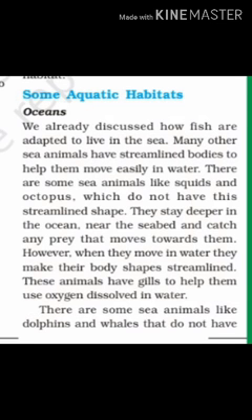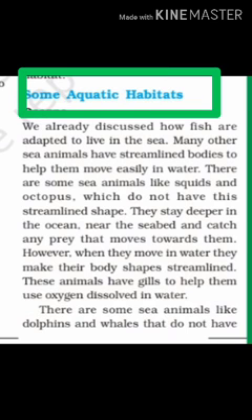We will continue with Chapter 9, the living organisms, characteristics and habitats. Now let's discuss the adaptation of animals living in aquatic habitats.